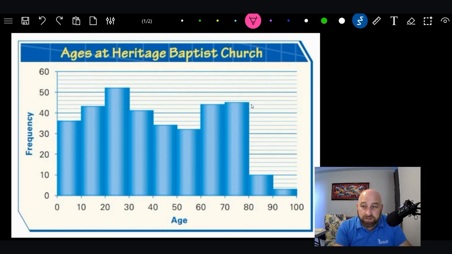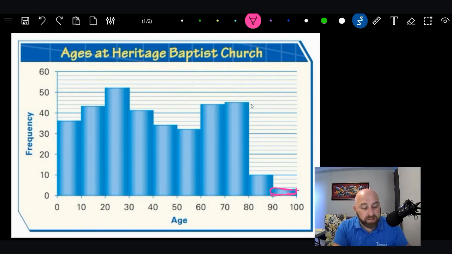Now, you can answer questions about this. I could ask you questions like, what decade has the most people in the church? And you would say, well, the 20s, because between 20 and 30, look, they go up to 52 or whatever that was. Which decade has the least people in the church? This is sad over here, but this is a reality of life, right? Is the 90s. They have the least people in the church. There's only 3 people in their 90s.